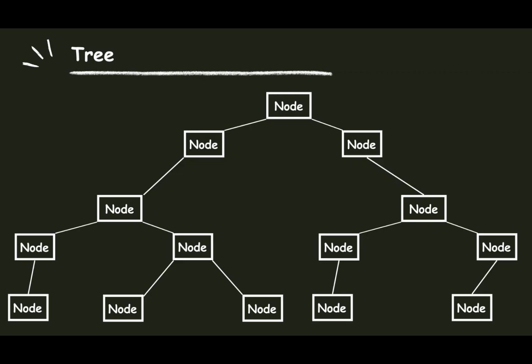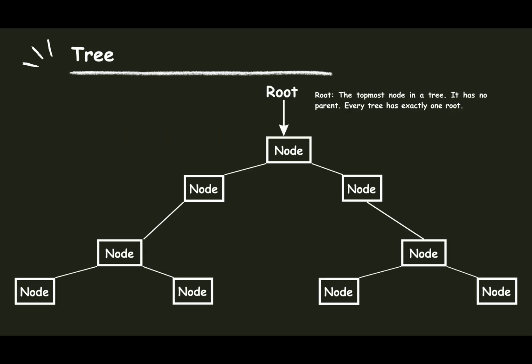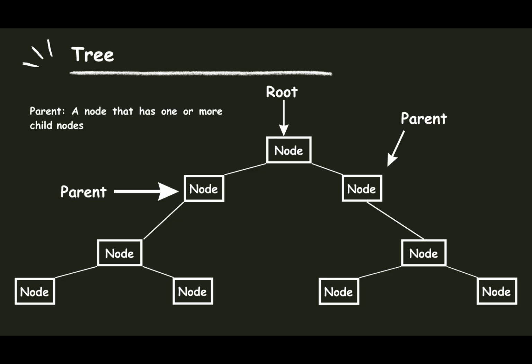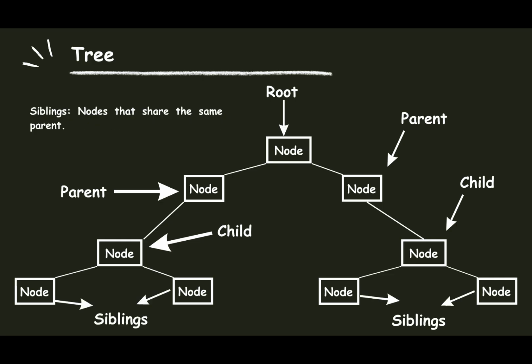To understand trees, it is essential to know the common terminologies involved with the data structure. First, we have a node, which is the fundamental unit of a tree. Each node can store data and may have links to other nodes in the tree. Next, we have the root, which is the topmost node in a tree. It has no parent, and every tree data structure has exactly one root node. Next, we have the parent node, which is a node that has one or more children. We have the child node, which is a node that is directly connected to another node when moving away from the root. We have siblings, which are nodes that share the same parent.